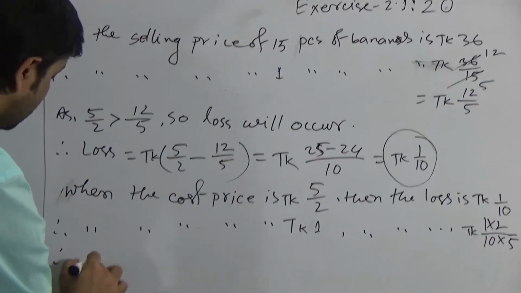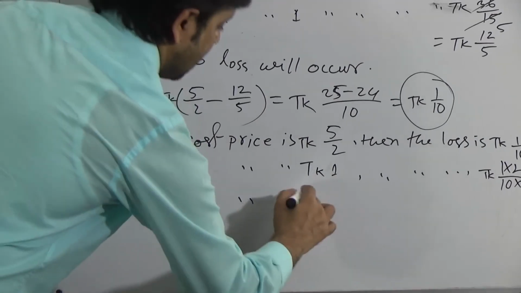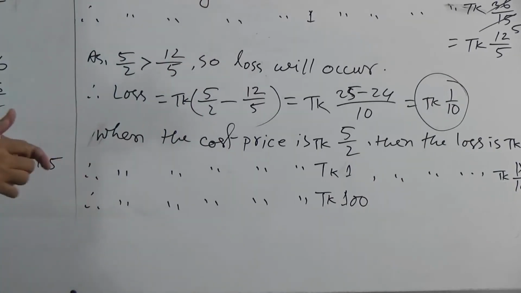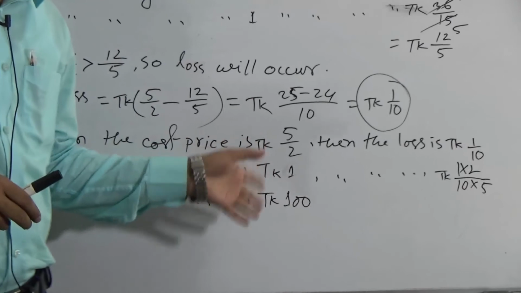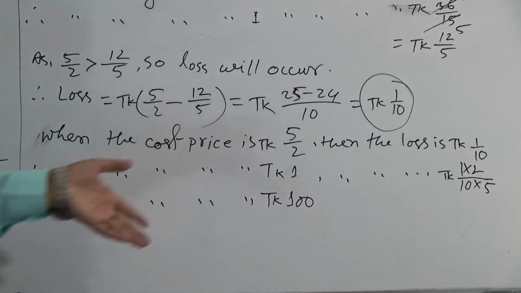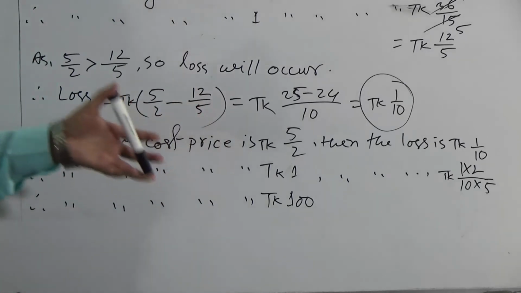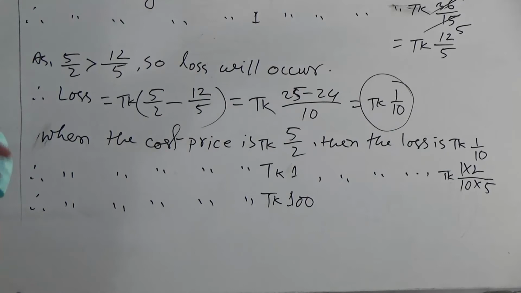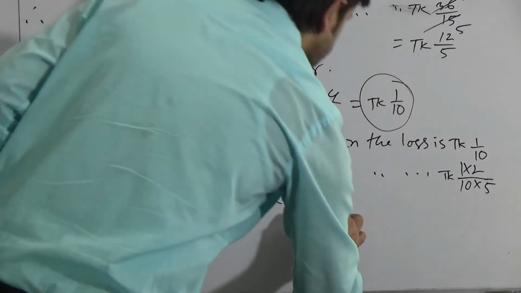Now, therefore, when the cost price is taka 100. Now what have I written here? 100. Why have I written 100 here? Dear students, we need to determine the profit or loss in percentage. Profit or loss in percentage means we have to determine the profit or loss for the cost price of 100 taka. For this 100 taka we have to take here.